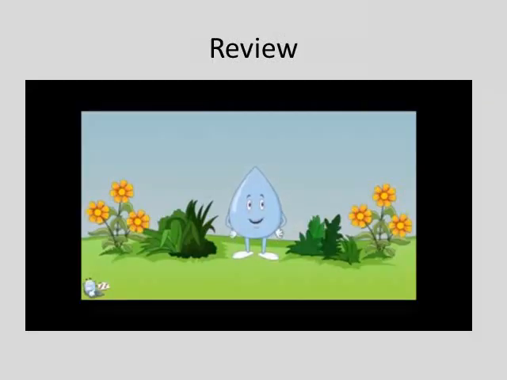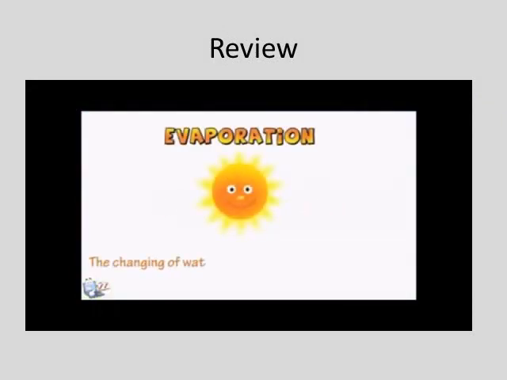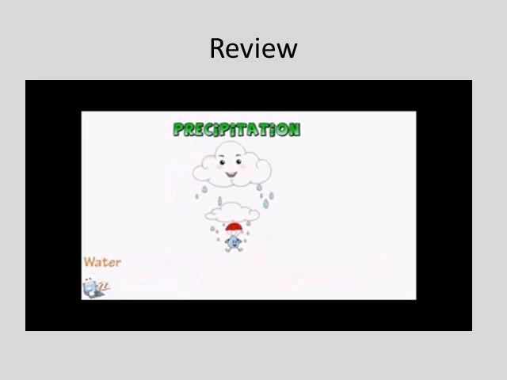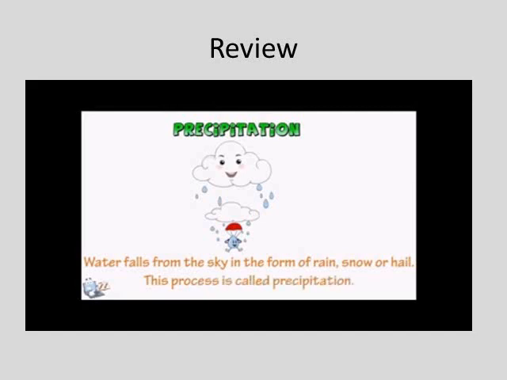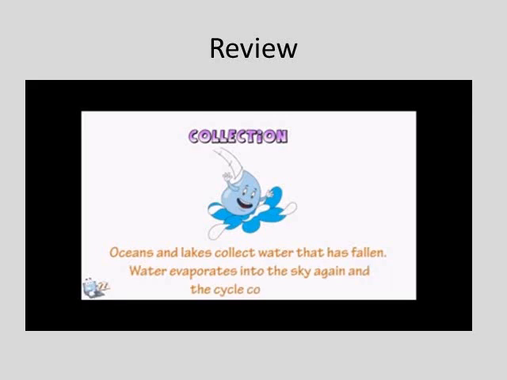Let's summarize this. Steps of the water cycle. Evaporation. The changing of water into a gas is called evaporation. Condensation. The changing of water vapor into water droplets is called condensation. Precipitation. Water falls from the sky in the form of rain, snow, or hail. This process is called precipitation. Collection. Oceans and lakes collect water that has fallen. Water evaporates into the sky again and the cycle continues.